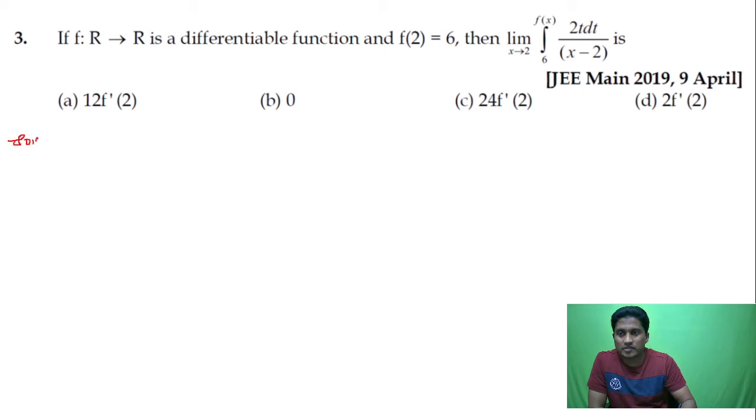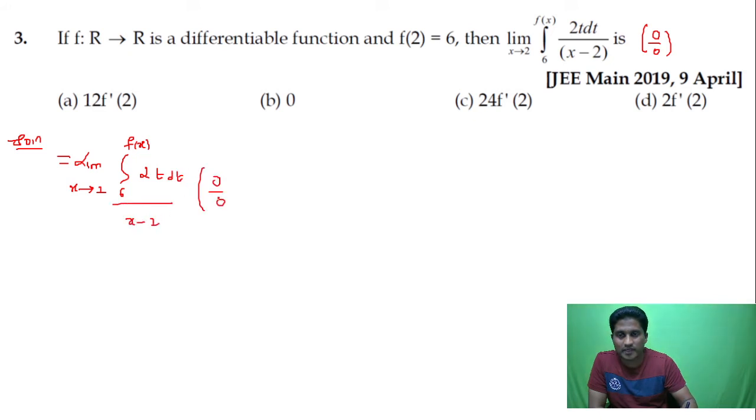Alright, now listen. X is tending to 2, you actually get 0 by 0 form here. So I'll write this as limit x is tending to 2, and then the upper limit is x, integral 6 to f of x, 2t into dt, upon x minus 2. So this is 0 by 0 form.